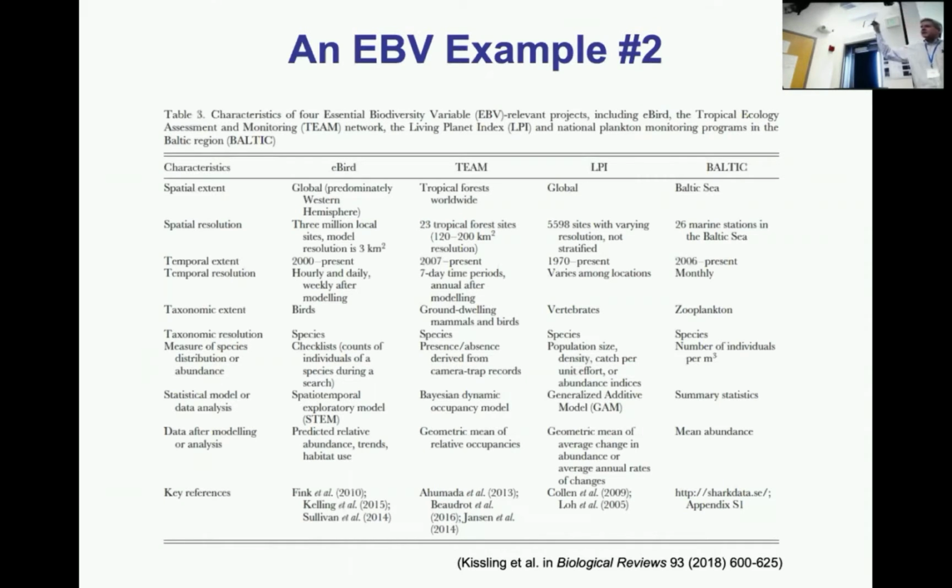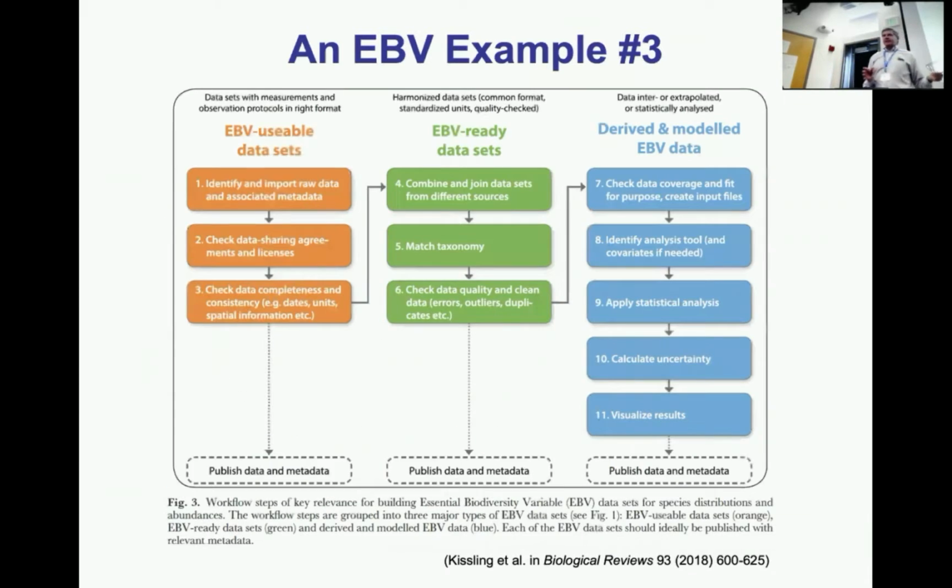So this is the initial step, how to break things down. This is not meant to be, do it this way. It's an example of how one group in this GEO BON partnership are trying to tackle the observational aspects of monitoring species distribution and abundance through time.